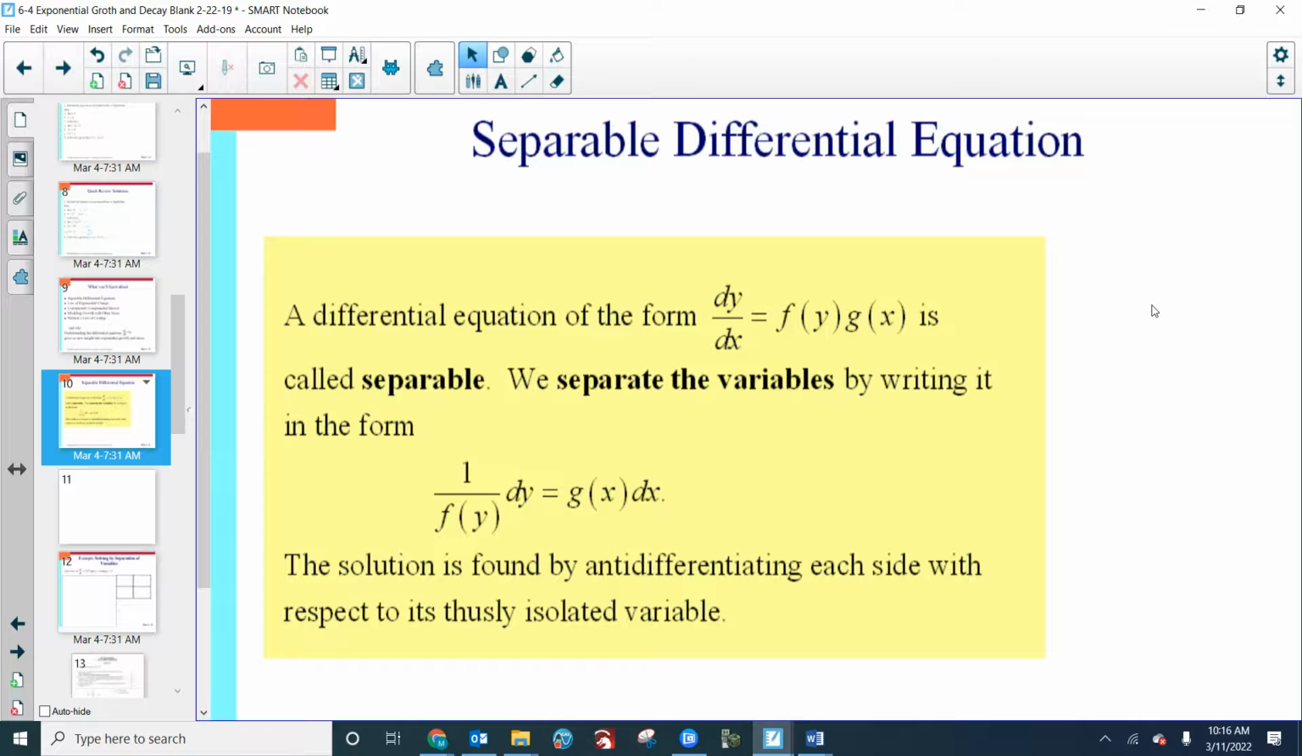Do you agree if I divide by f of y and I multiply by dx, I can get the x terms with the x terms and the y terms with the y terms? And then integrating both sides with respect to their thusly isolated variable. Ooh, there's a word for you. Thusly.